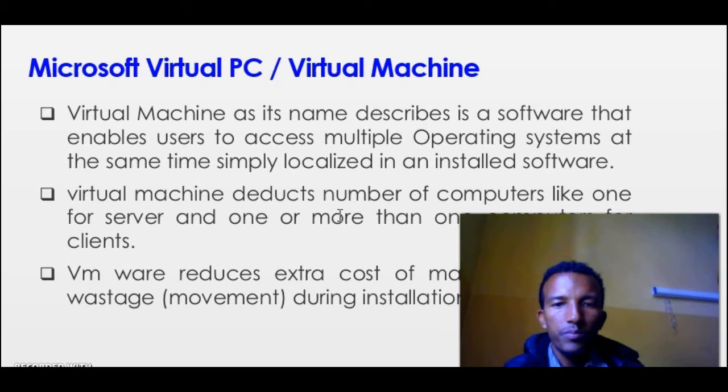A virtual machine reduces the number of computers, like one for server and one or more than one computers for clients. Here we can use one computer as a client or as a server virtually. This is virtually, so that's why we call it a virtual machine.